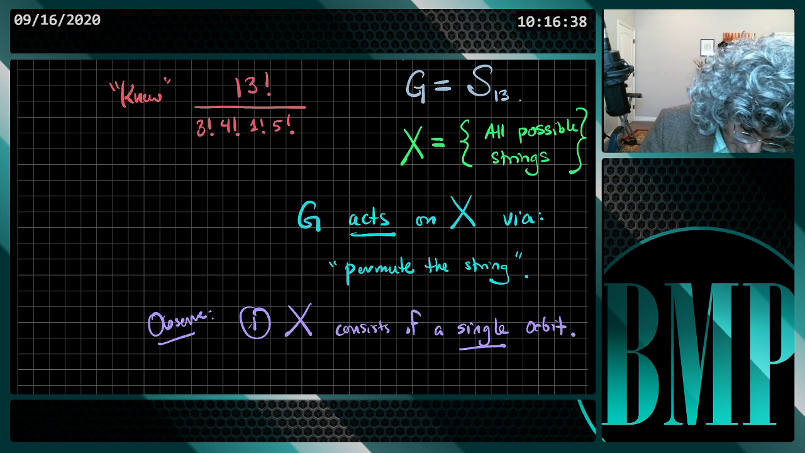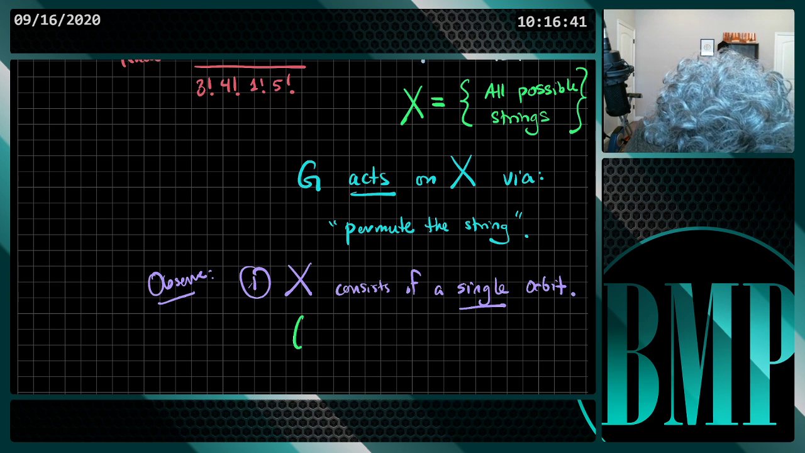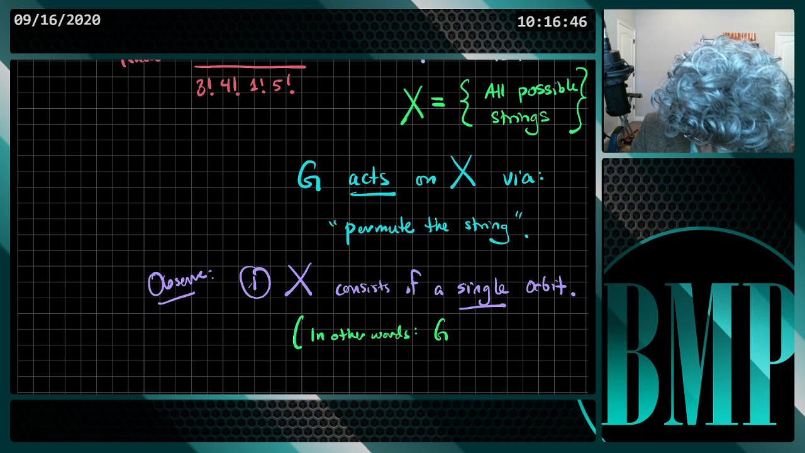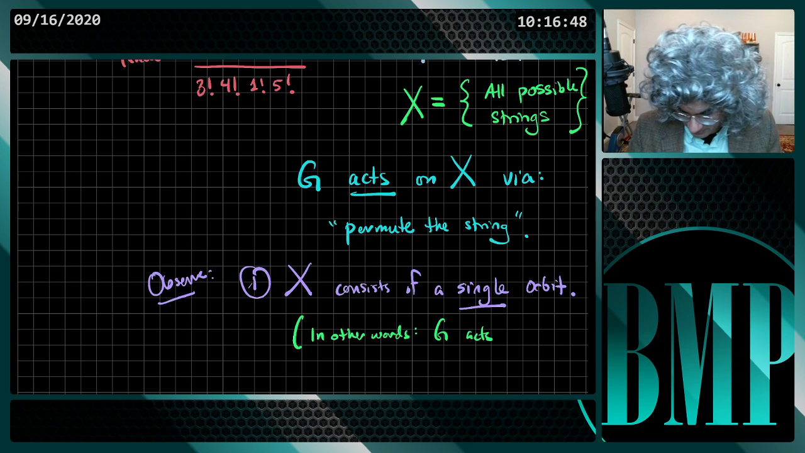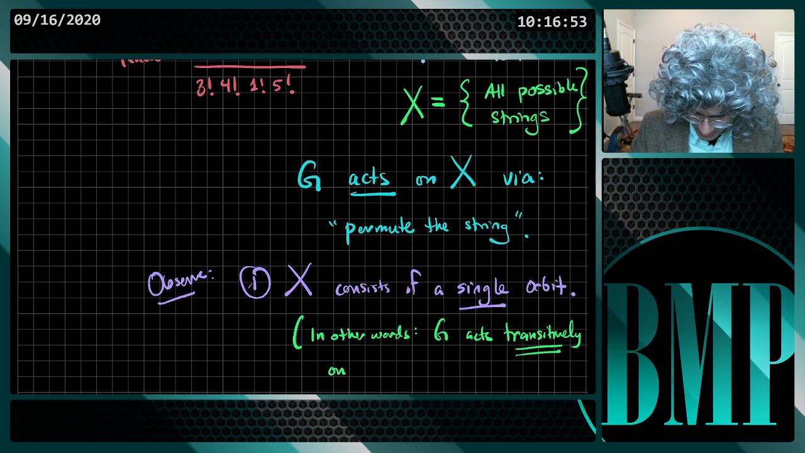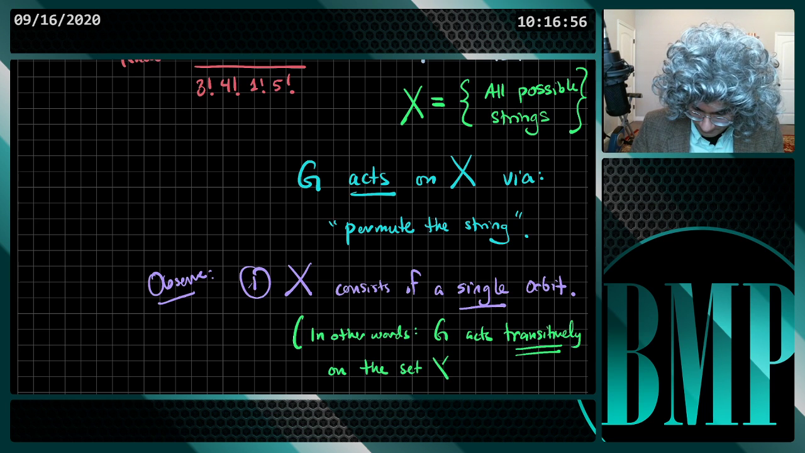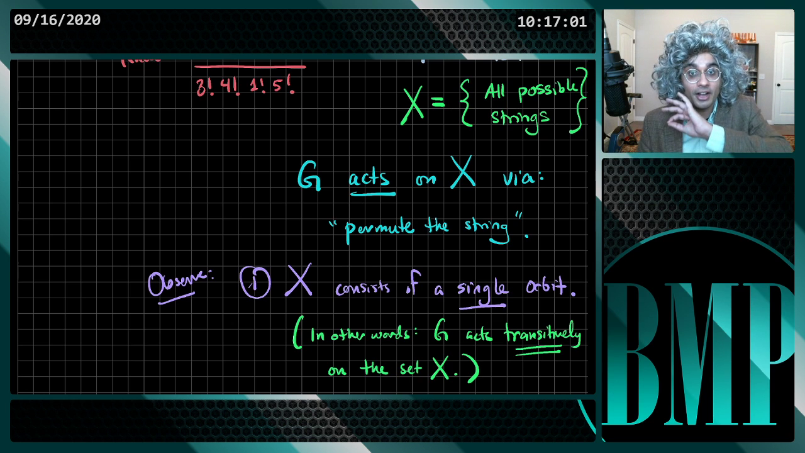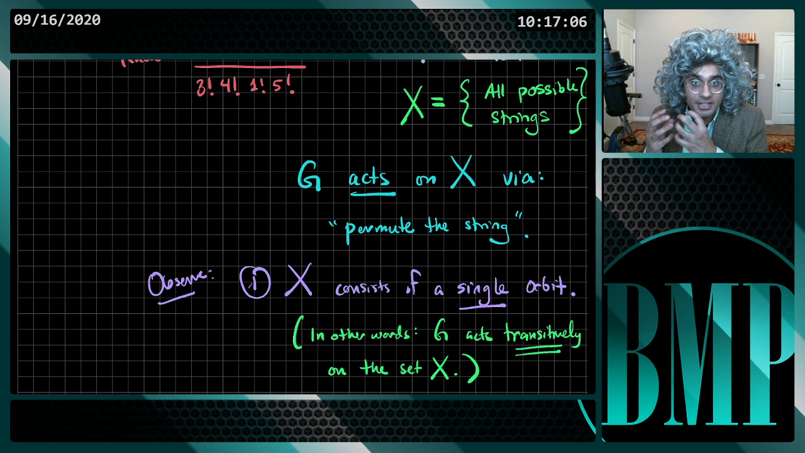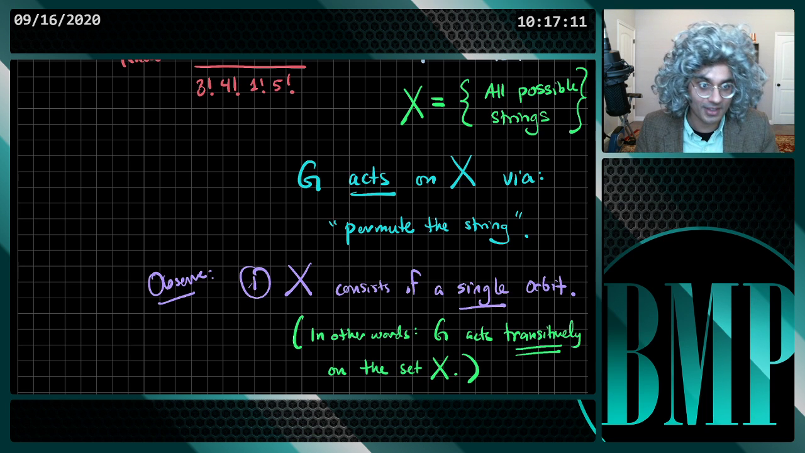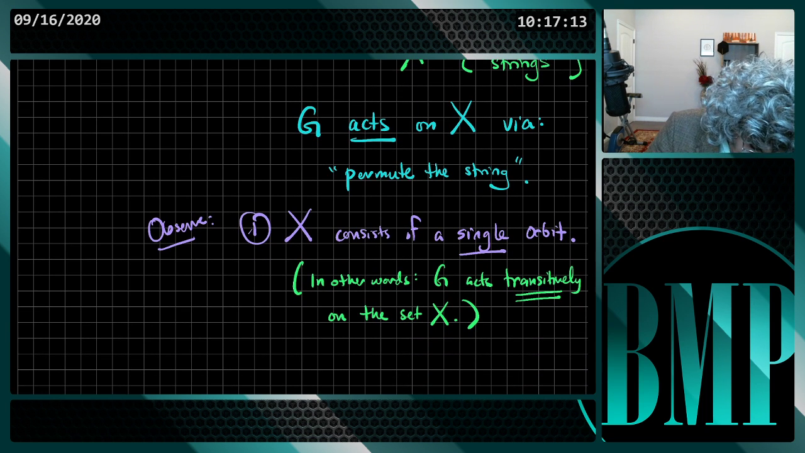There's a word for this phenomenon. In other words, G acts transitively on the set X. Every point is equivalent under the G action, or every point is obtainable under the G action from any other point. One grand orbit. All right. So number two.